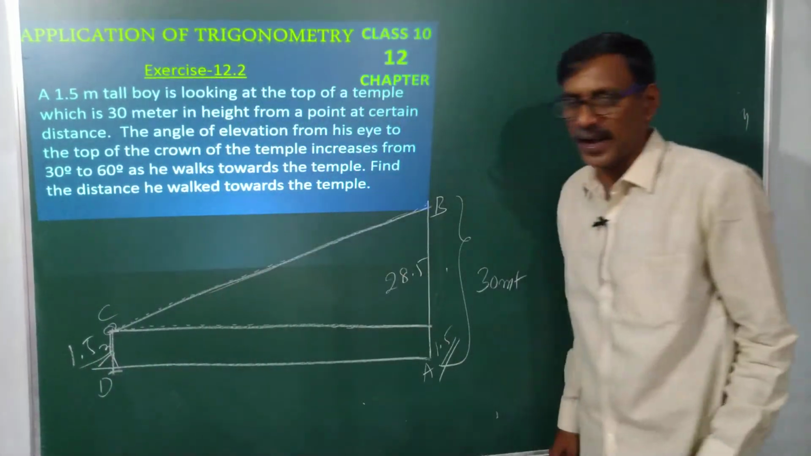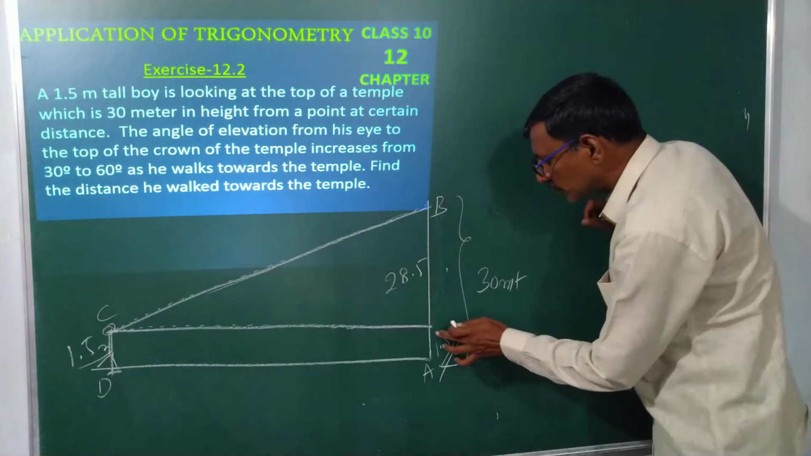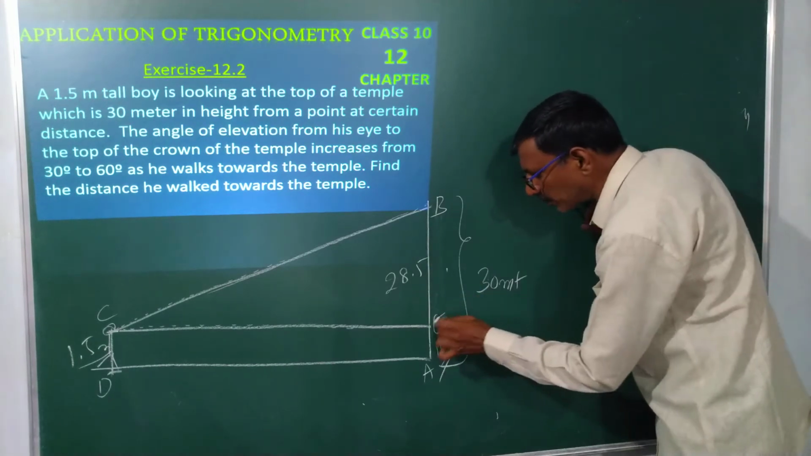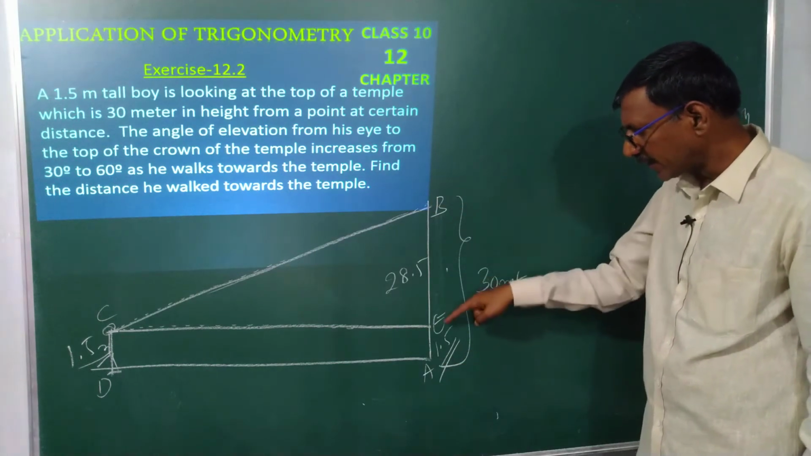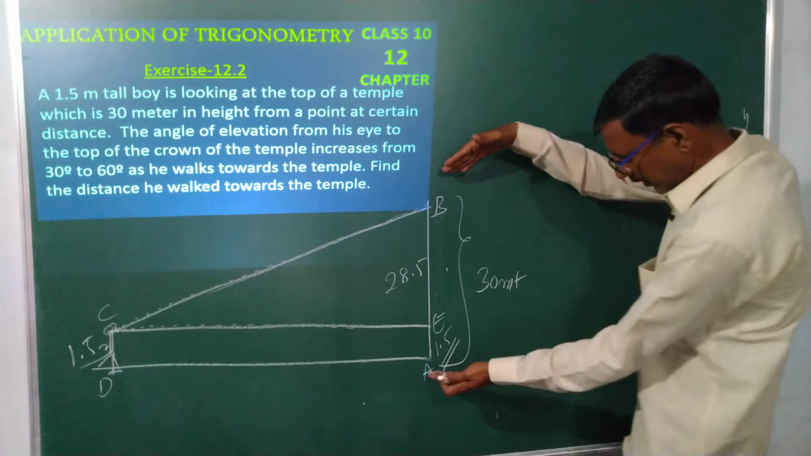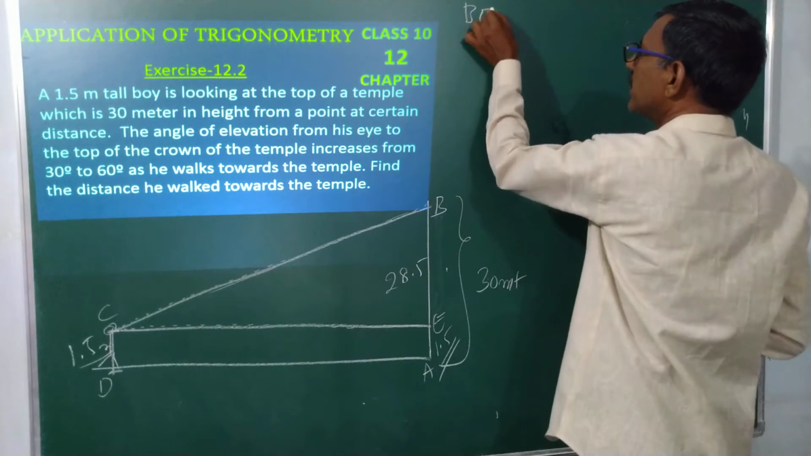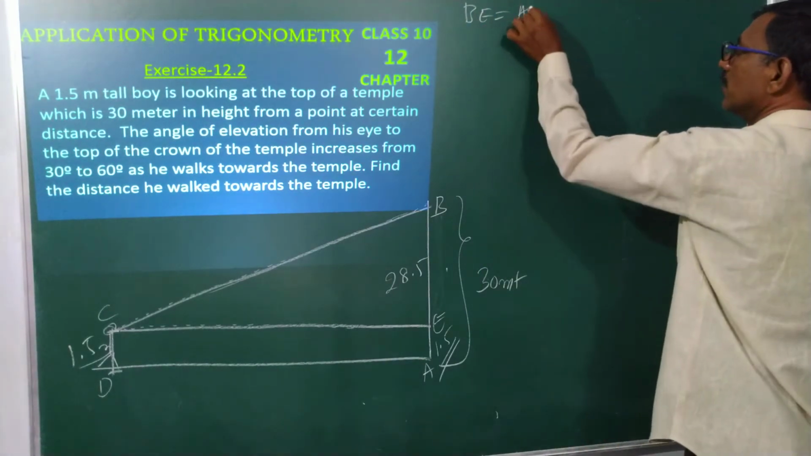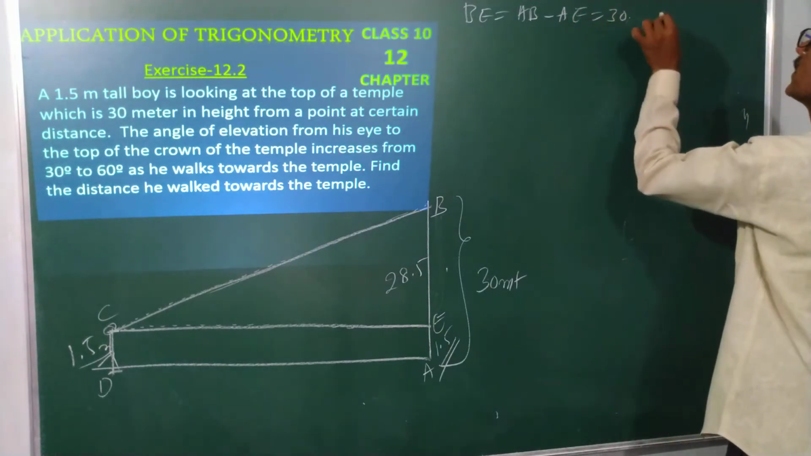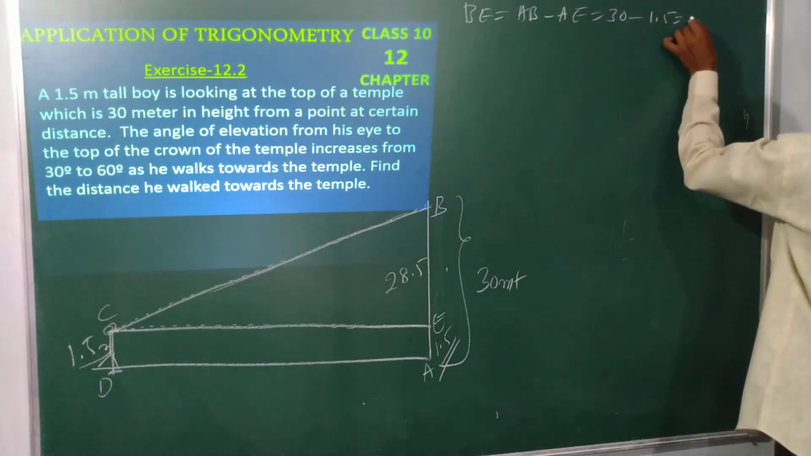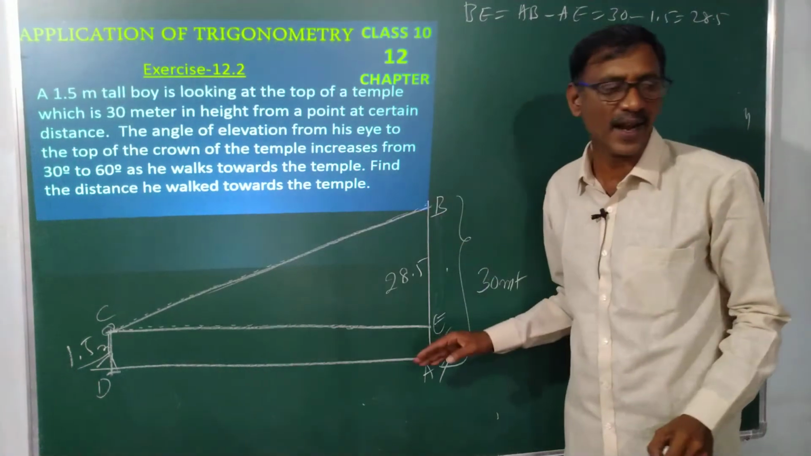Suppose AB is my temple. CD is the height of the boy. Suppose this is A, B, C, D, and this is my E. AE subtracted from AB, we get BE. It is very clear. AB minus AE is nothing but BE. BE is equal to AB minus AE, that is 30 minus 1.5, which is 28.5 meters. This is the remaining height of the temple.